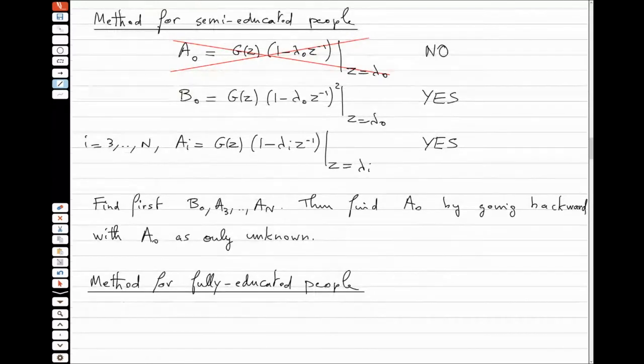All right. The answer is no, I'm not fully educated. I'm only semi-educated. So what do I mean by this? There is a formula to obtain a knot directly.